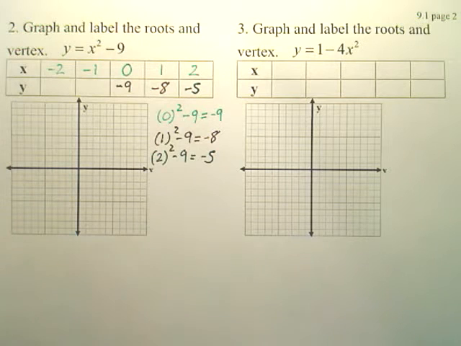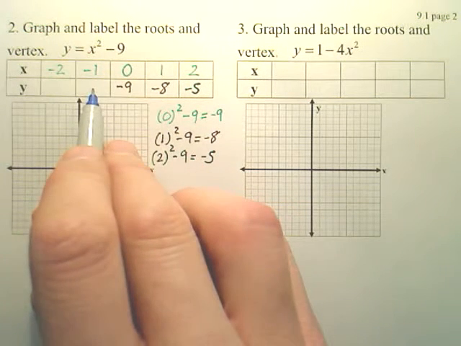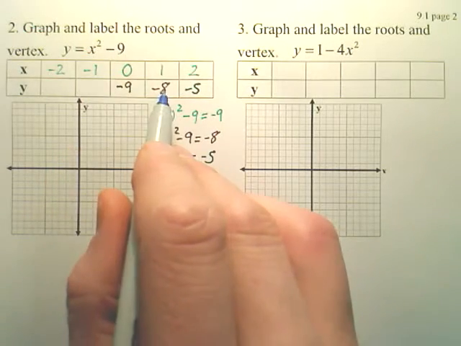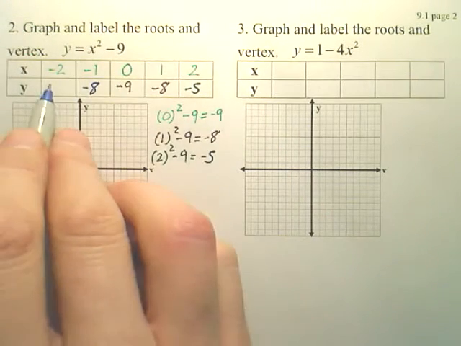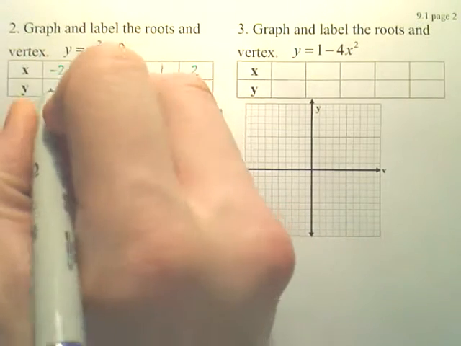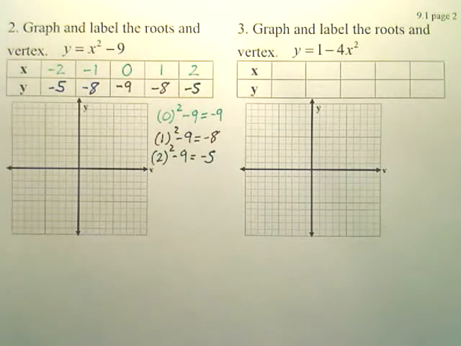Now, do you remember this shape we looked at? Do you remember it looking like a U? What you'll notice is you don't have to plug in -1 because it'll be the same answer as that. You don't have to plug in -2 because it'll be the same answer as this. Why? Because it's a parabola. It looks like it's symmetrical.